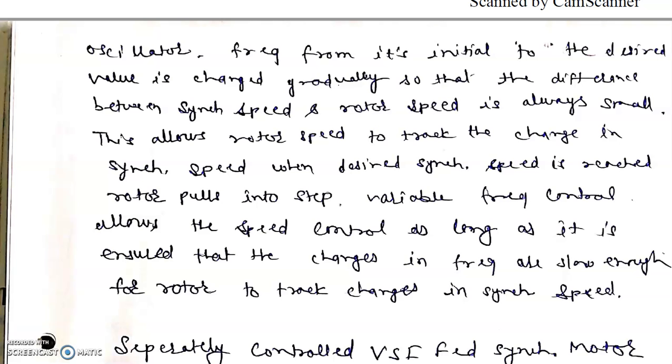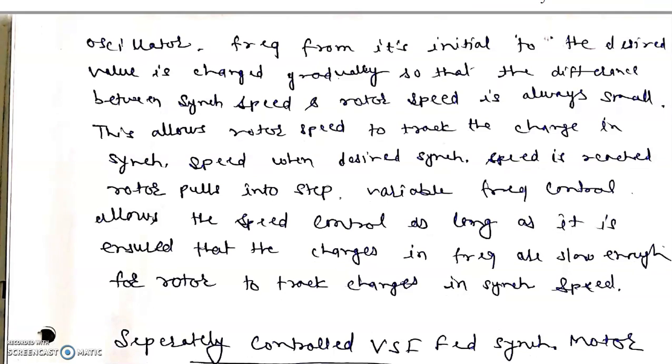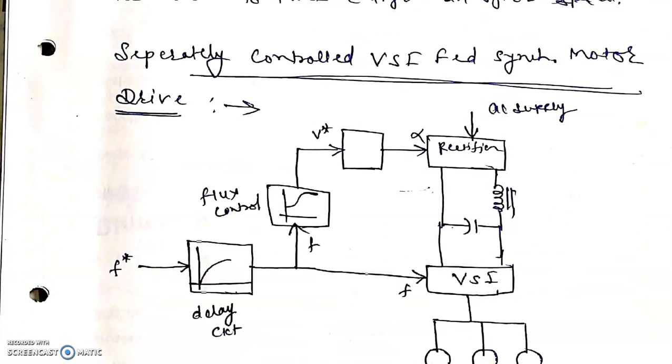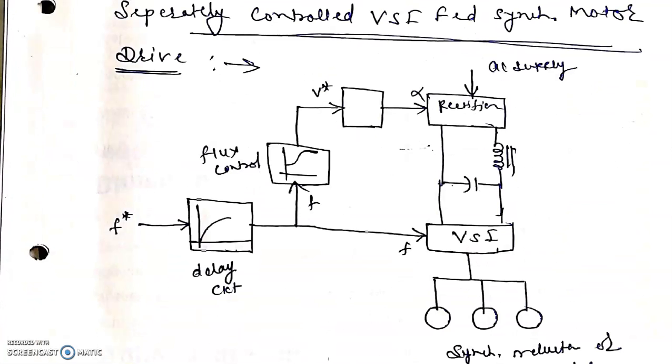So in this method, small changes in frequency will be done. There is a block diagram using this method: a separately controlled VSI fed synchronous motor drive. Here is the delay circuit. This is the reference frequency F. This reference frequency generates the frequency signal given to the VSI and to the flux control block.